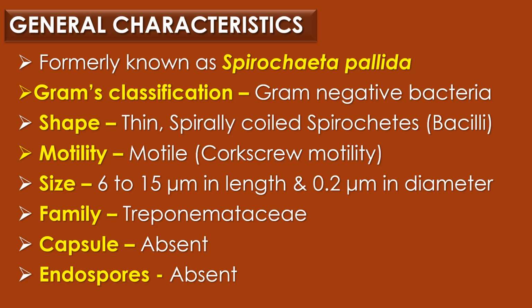Treponema pallidum was formerly known as Spirocheta pallida, and it is a gram-negative, thin, spirally coiled spirochete, and it is motile in nature and shows corkscrew motility. The size of Treponema pallidum ranges from 6 to 15 micrometers in length and 0.2 micrometer in diameter. It belongs to the family Treponemataceae, and capsules are absent, endospores are also absent.